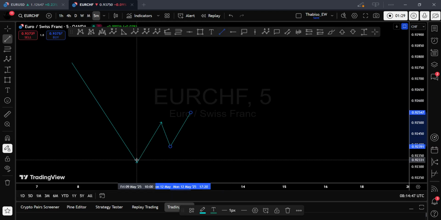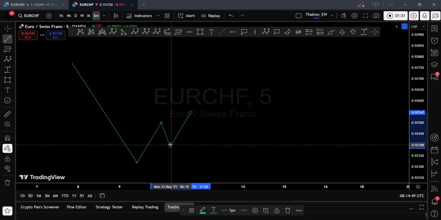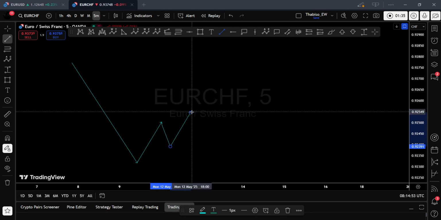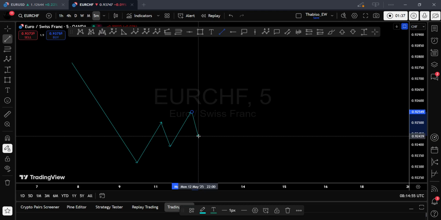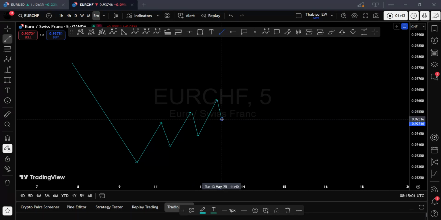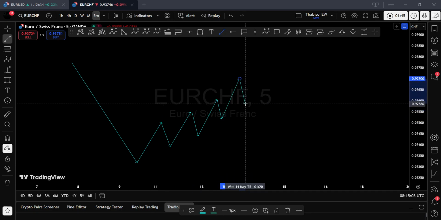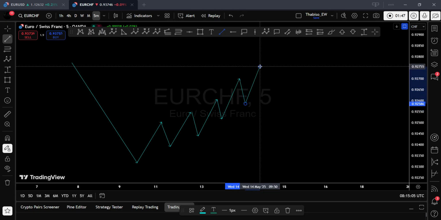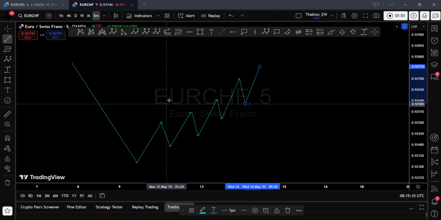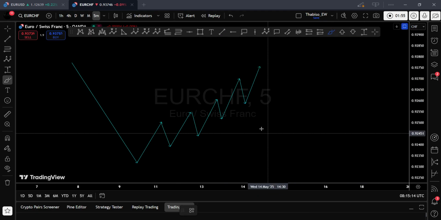Okay, and then this is a higher low. This is the low of that high. So the moment you come down again, we create another higher low. And then when you go up, you create a higher high, higher low, higher high, higher low, higher high. So this will happen when we are in an uptrend. We're going to see a series of higher highs and higher lows.